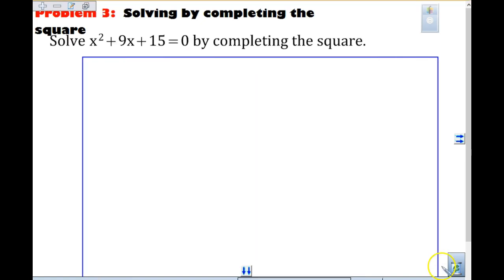And they're not nice numbers, okay? So this one comes out again as a kind of ugly decimal, so we're going to start it off together. So x squared plus 9x, we're going to subtract 15 from both sides.